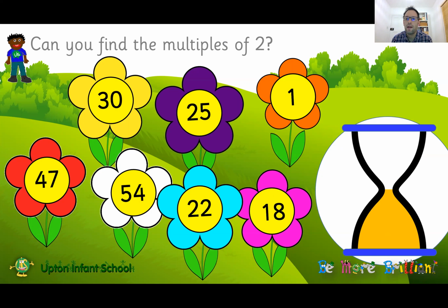That's a multiple of 2. Do any end in a 4? Oh, look at the white flower. That's 54. That's a multiple of 2. Do any end in 6? No, can't see any. And what about any numbers that end in an 8?